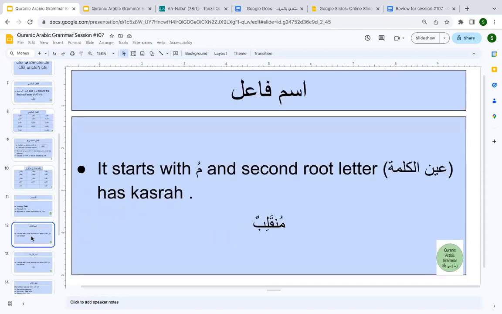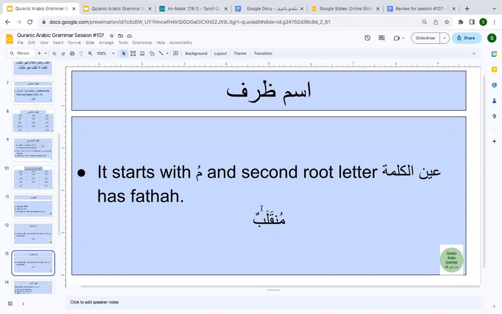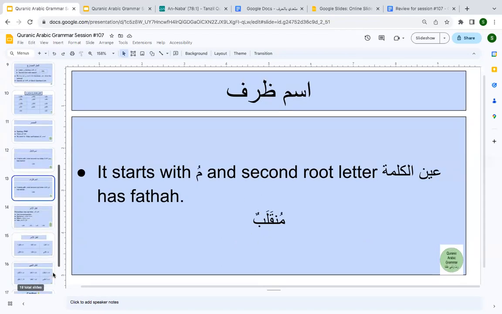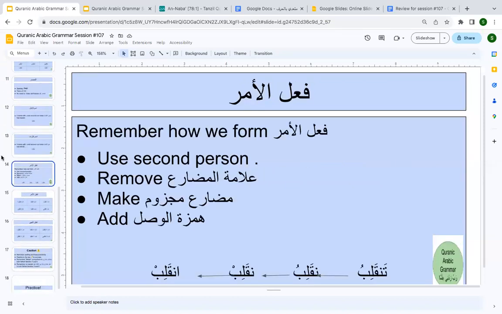I want you to be all awake. Okay, so again, munqalibun is your fa'il, and munqalabun is your ism zarf. This family has no maf'ul. You are going to make your failul amr just as you have been taught. You will use second person tanqalibu. You will remove alamatul mudare and you will be left with this. You will make your mudare majzum, the next step, and then you cannot pronounce your word. Your word cannot begin with a sakoon, so you have to have hamzatul wasl added, right? Type one if you got all this.